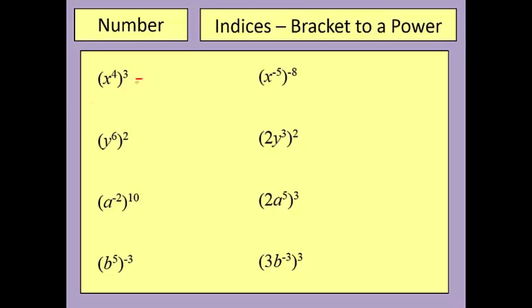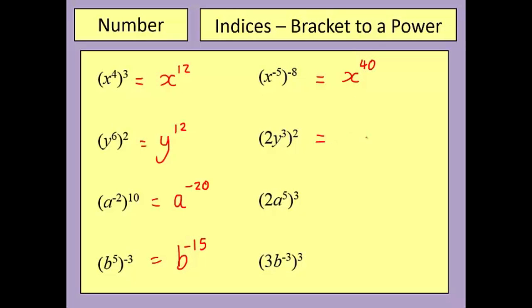Okay, here are the answers for this first one. We multiply the powers. 4 times 3 is 12. And in this next one, y, 6 times 2 is also 12. This one here, we multiply negative 2 by 10, which gives negative 20. And this one, 5 times negative 3 is negative 15. And this one here, we end up with negative 5 times negative 8, which gives you a positive 40, remembering that two negatives multiplied together gives you a positive answer.